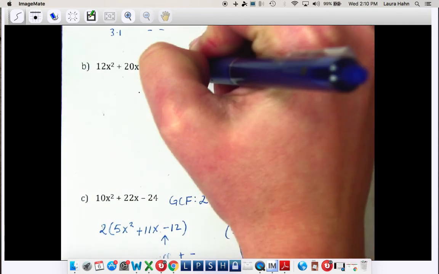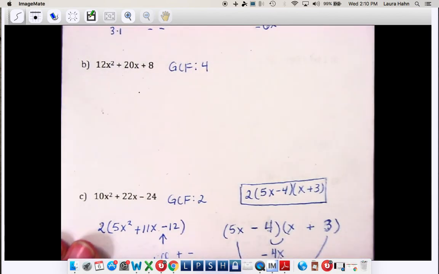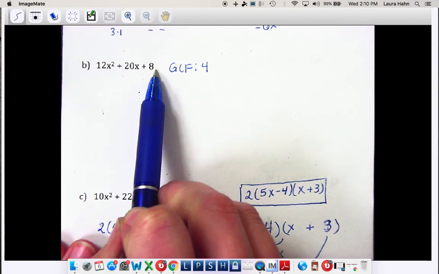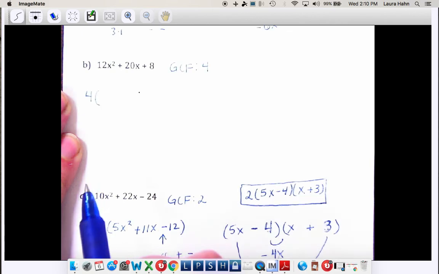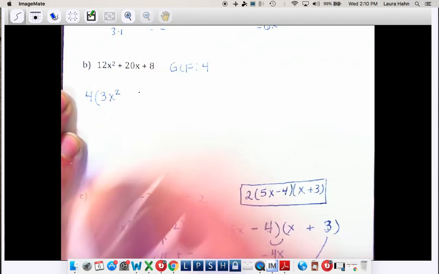Okay, greatest common factor. Looking at 12, 20, and 8, so the greatest number that will go into all of those is 4. Look for variables. This one does not have variables, so they don't have that in common. So let's go ahead and take out 4. I'm trying to get to 12x squared. Well, I know 4 times 3x squared will give me that 12x squared.